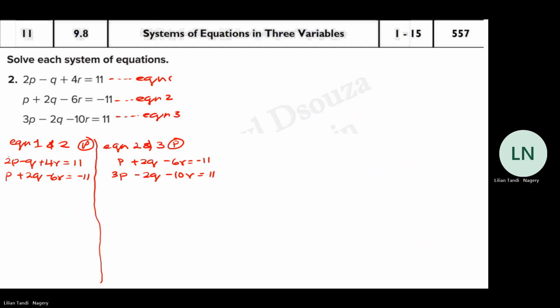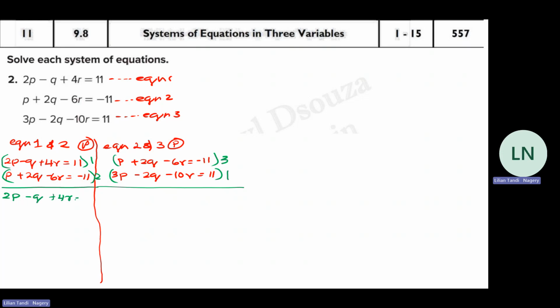Okay. Since I want to eliminate P, this will be 1, this will be 2. Eliminate P, this will be 1, this will be 3. No. This will be 3, and this will be 1. Okay. So here, put a line. So what do I have here? 2P minus Q plus 4R equals 11. When you multiply a value by 1, it stays the same. So that's why I just rewrote that.